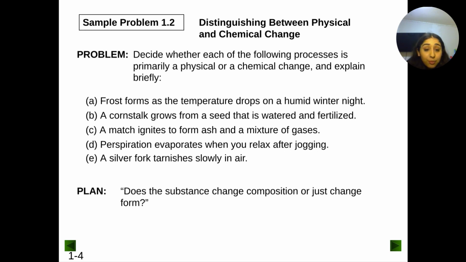Another example, think again, physical or chemical. E. A silver fork tarnishes slowly in the air. Think of rust. What happens when things rust? So, does the substance just change its composition, or did it just change form? If there's a compositional change, it's a chemical change.